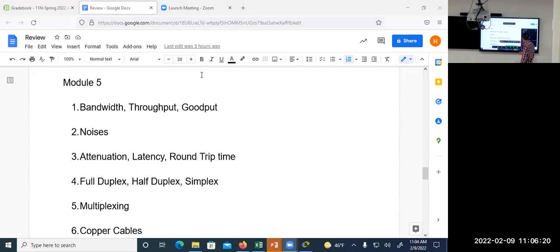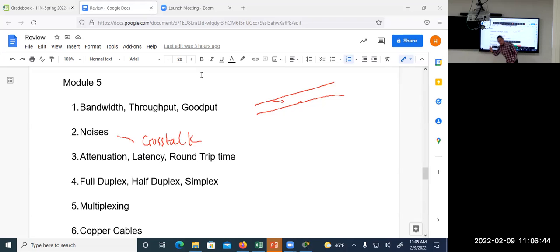Okay. So you have the crosstalk here. It is interference from the adjacent wire, right? When you put the wires next together, there is a high possibility that the signal is leaking out from one wire and going to another wire. That's the crosstalk when you put them next together.